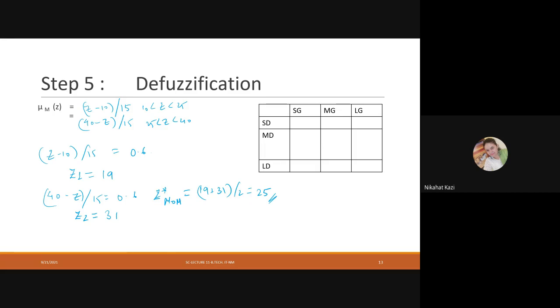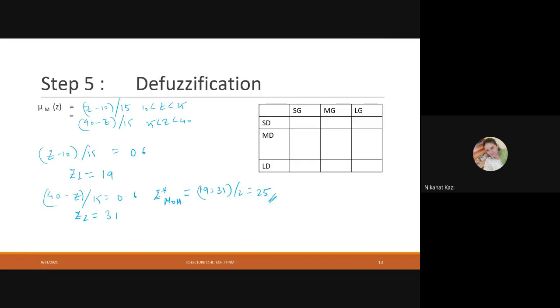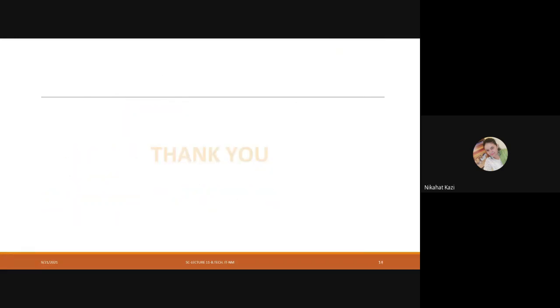So this completes the last step, that is defuzzification. You are just using mean of maxima, and you have also seen how it is interpreted graphically, how you are getting the overall output, and how the mean of maxima is used to compute the defuzzified value. So that's about this particular problem. In the next lecture, we'll solve more problems on this, which will use different types of rules and different types of membership functions.